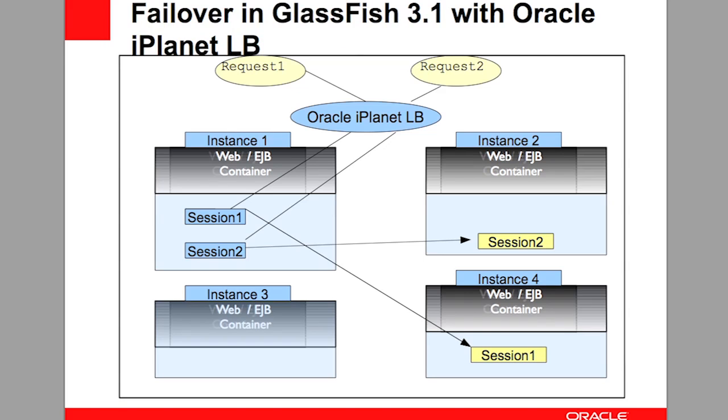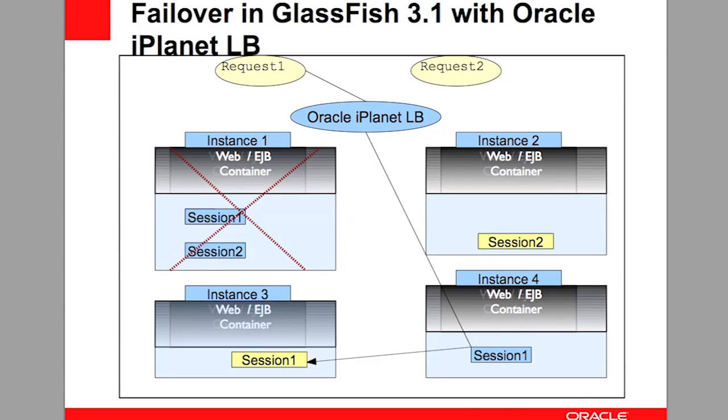So let's see what happens when instance 1 fails. When instance 1 fails, the Oracle iPlanet load balancer will route the request for user session 1 to instance 4. This is because that's where the replicated data resides.